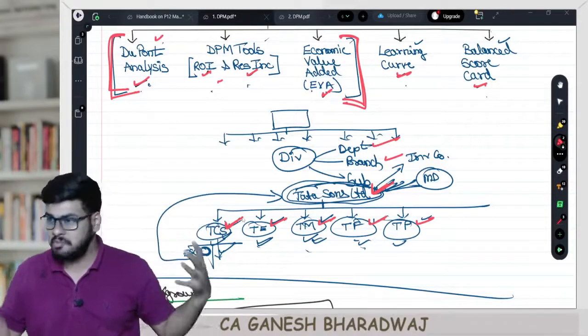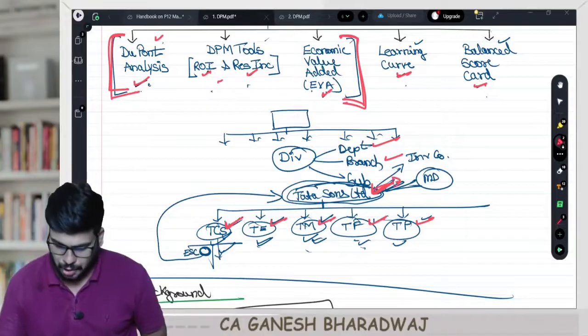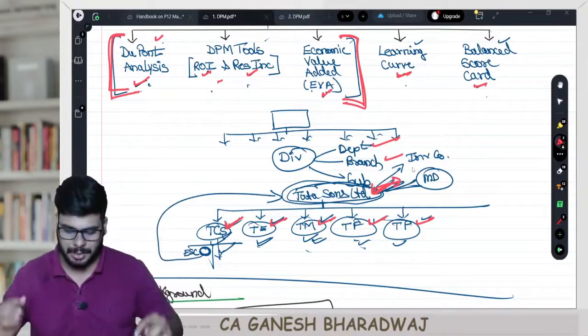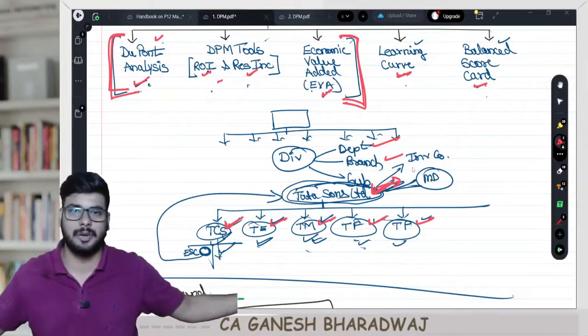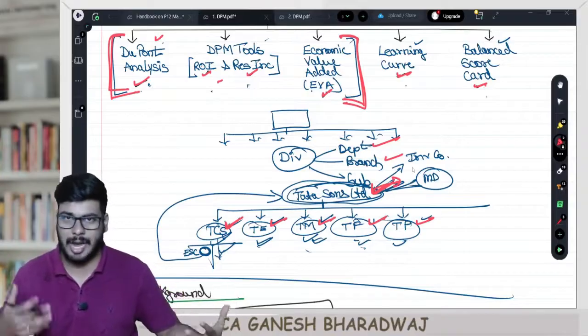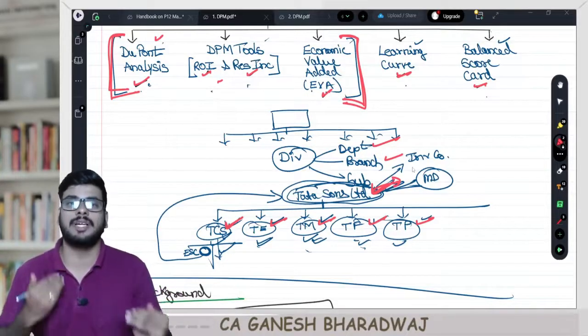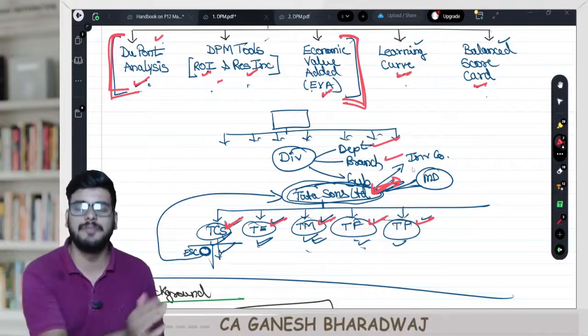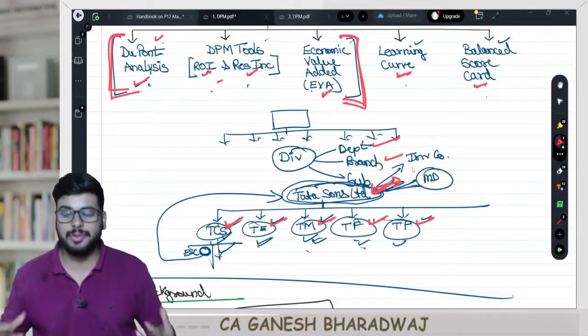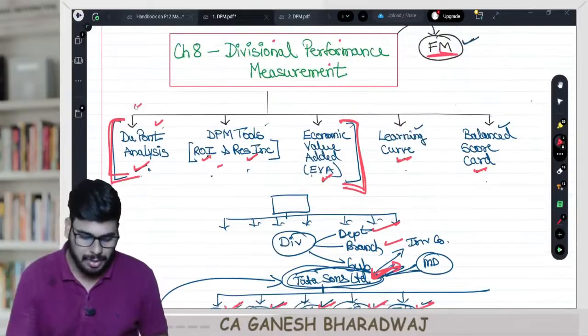So now such massive businesses. Now just imagine you are the managing director of the flagship Tata Sons. You have many subsidiary companies under your ambit. Now, how can you track the performance of each of your divisions? Are you clear with this? Now, using certain tools which we are going to discuss in this chapter.